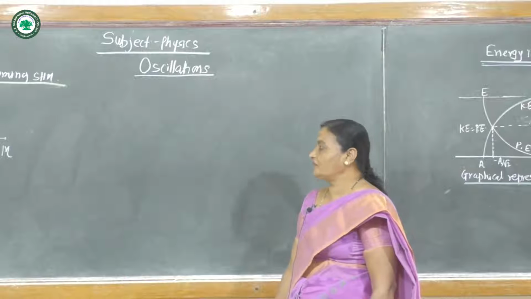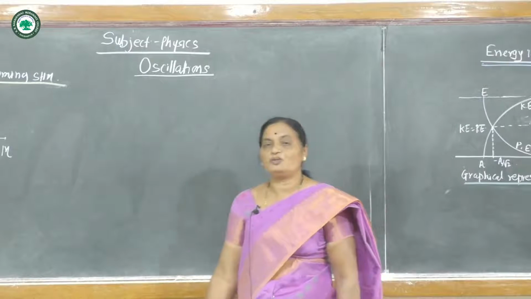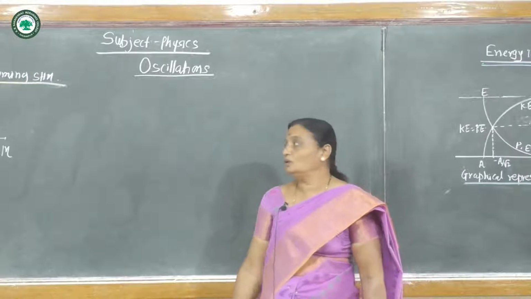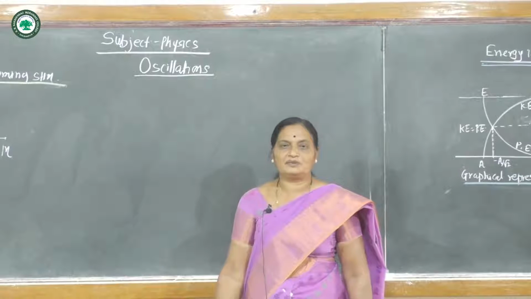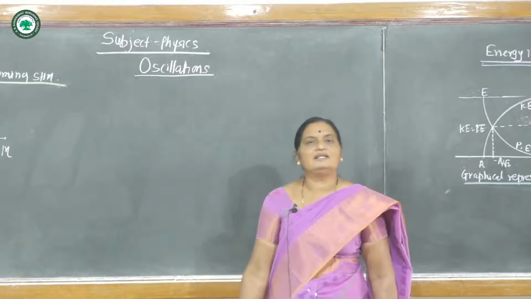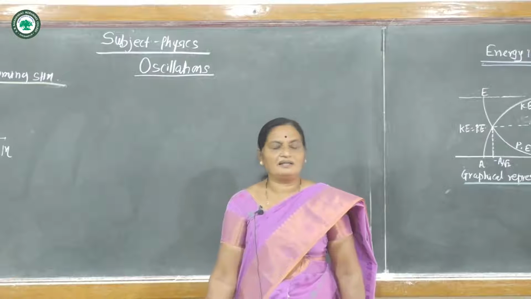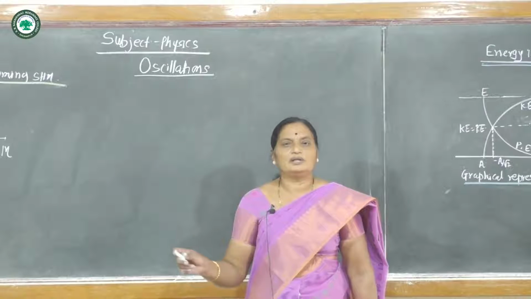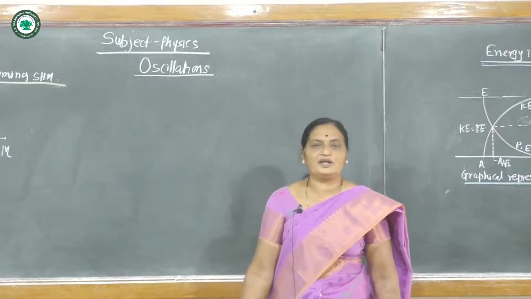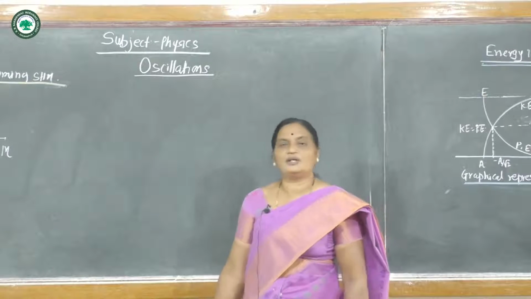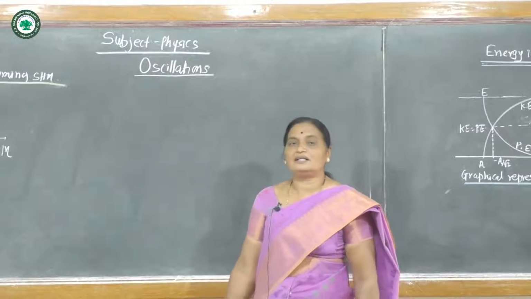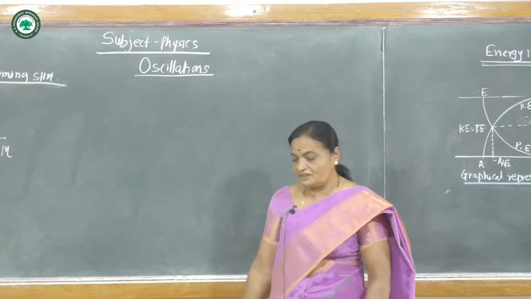Now in this chapter we study the energy of a particle performing simple harmonic motion. We know what simple harmonic motion is. It is periodic motion, it is oscillatory motion. The particle oscillates to and fro about its mean position and the motion is periodic, hence it is simple harmonic motion. Now we find the energy of a particle performing SHM.